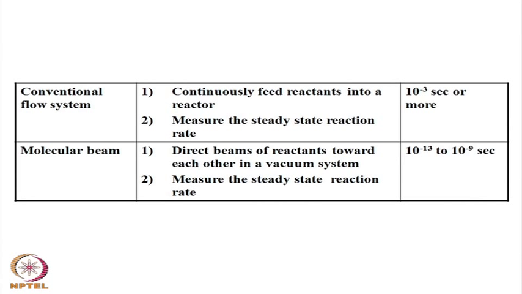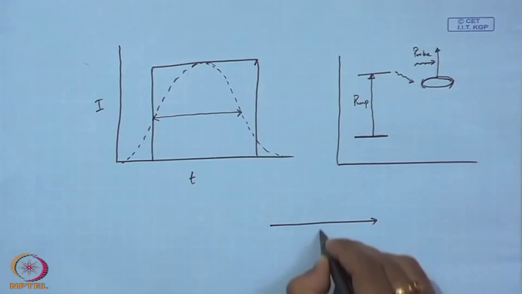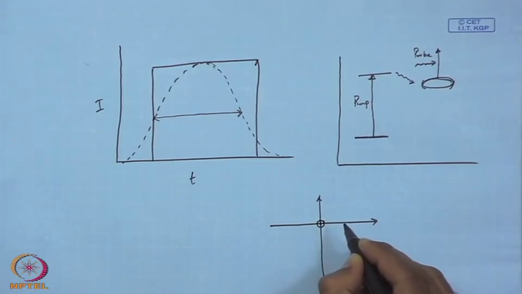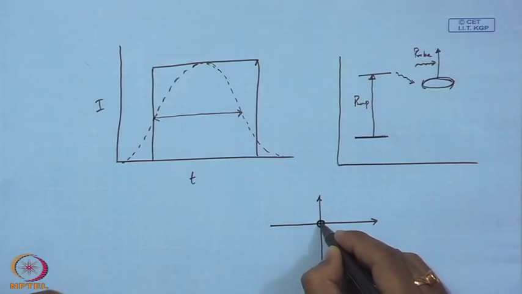Molecular beam: direct beams of reactants towards each other. See, we have a beam of molecules, one going this way, another going this way. So there is an interaction at this point. Okay, so the reaction is happening at this point, and you can study how much reaction is taking place, maybe by using a suitable detector over here.